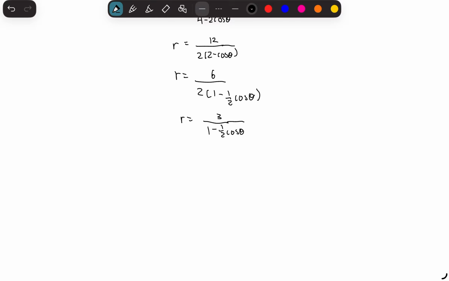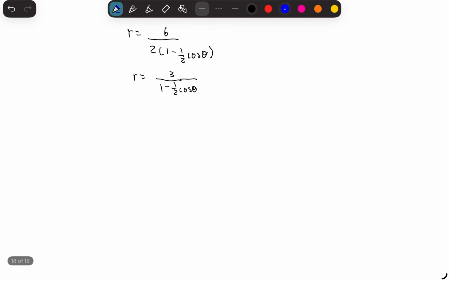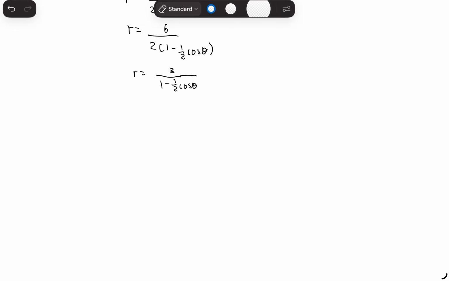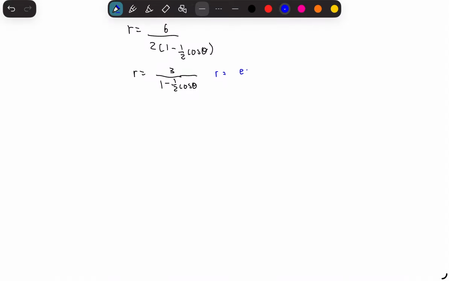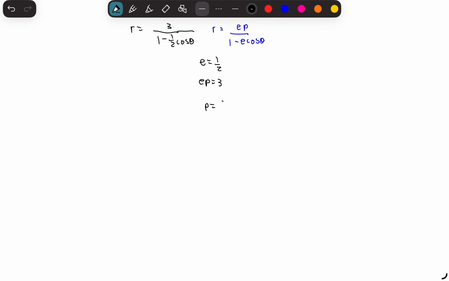Now, after this, you have to identify the parameters. So we're going to compare this with an equivalent form that just has the general variables and not actual values plugged in, so we can clearly see what the things are. So r is equal to ep over 1 minus e cosine of theta. So that means we can clearly say that e is equal to 1/2 and ep is equal to 3. So if we solve for p, p is equal to 3 over 1/2, and that's equal to 6.